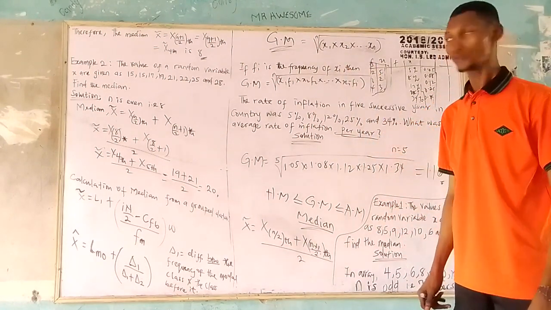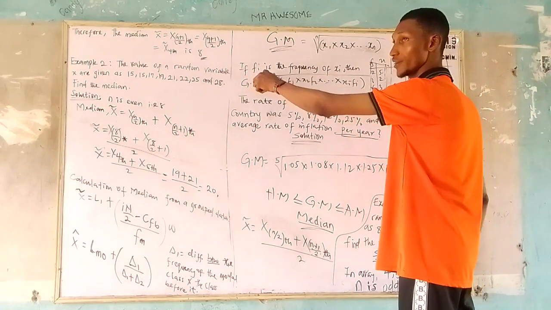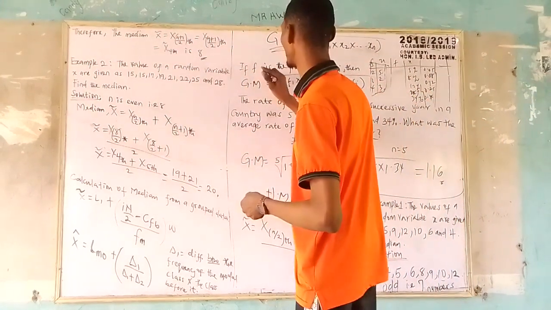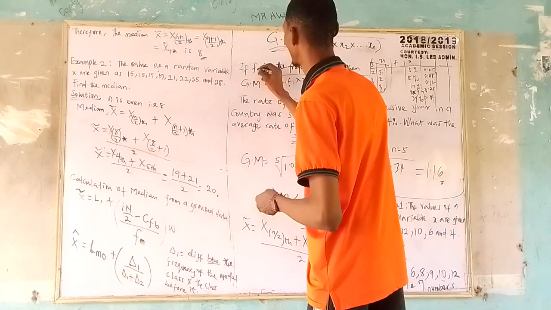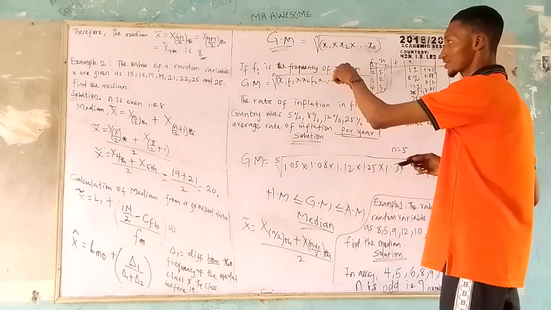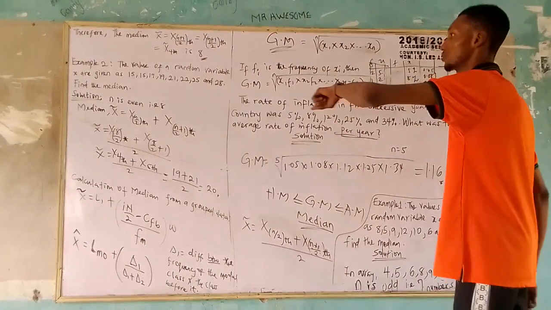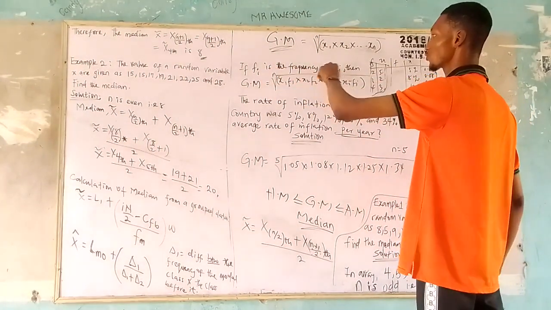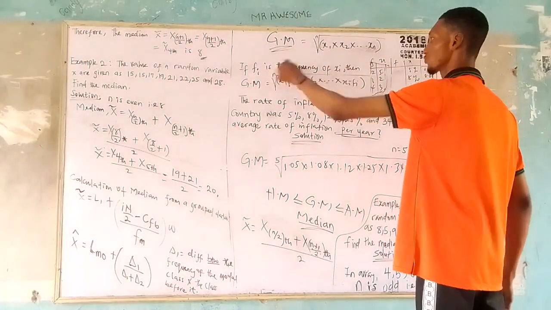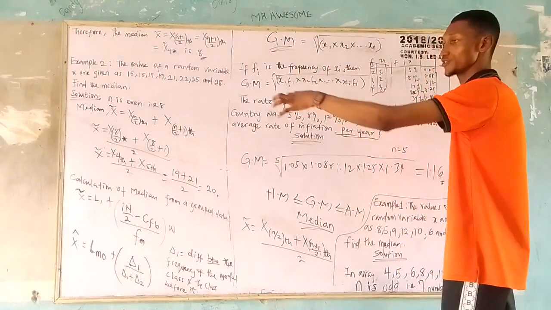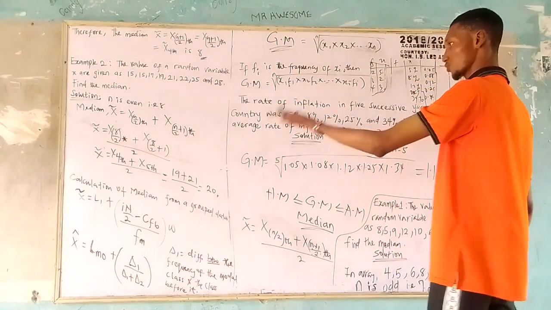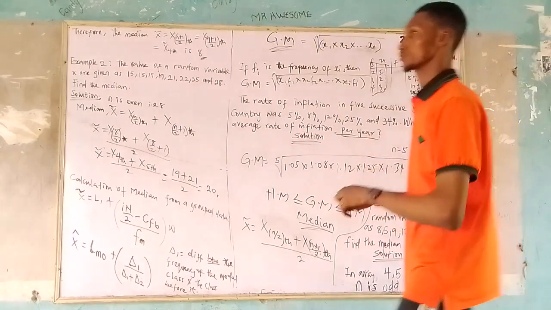So if Fi subscript i equals... let's say Fi is the frequency of the first term, F2 the frequency of the second term, then we are going to write the geometric mean in this form. So let's say the rate of this is a question.